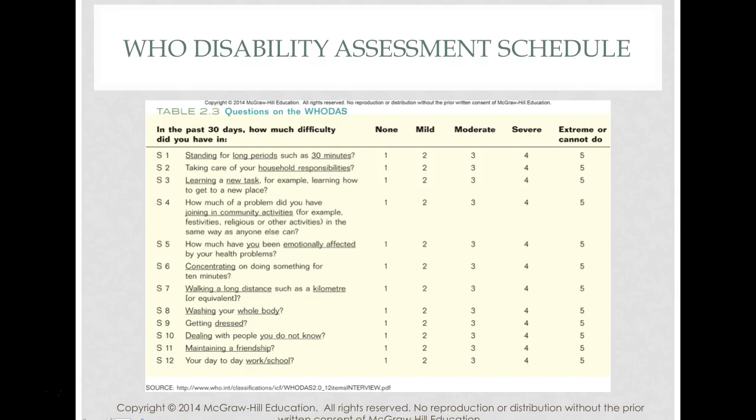And here you go. Here's an example of that assessment. As you can see, pretty much daily living activities. And again, just sort of assessing need for extra services and also assessing sort of level of disability.